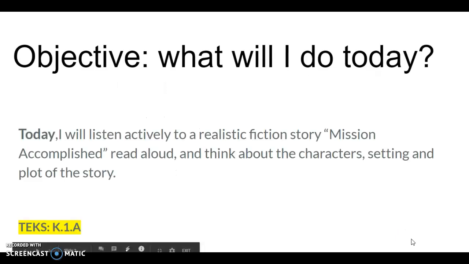Objective: what will I do today? Today I will listen actively to a realistic fiction story, Mission Accomplished, read aloud by me, Miss Shaw, and think about the character, setting, and plot of the story. So you're going to need to get your own book and turn to page 31 so we can read together. Our TEKS are K.1.A.